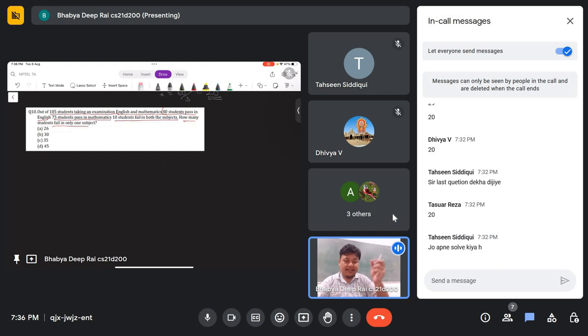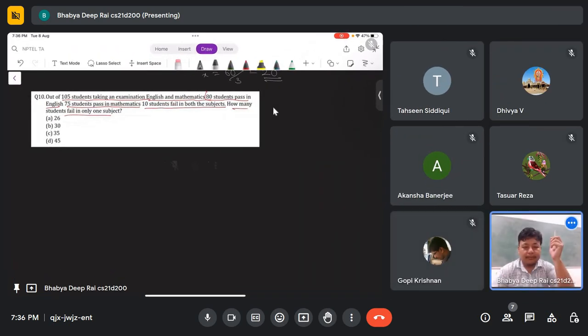So this question has a similar flavor to the previous one, but there are some slight things to look out for. What is the total number of students? Let the universe be all students. Now, what is the size of the universe? There are 105 students in this universe. Good. 80 students pass in English, 75 students pass in mathematics.